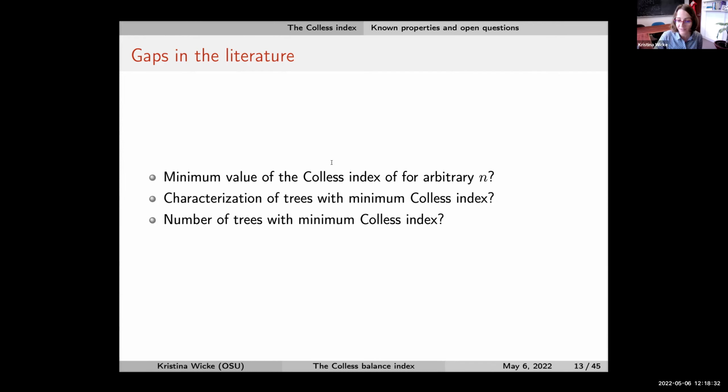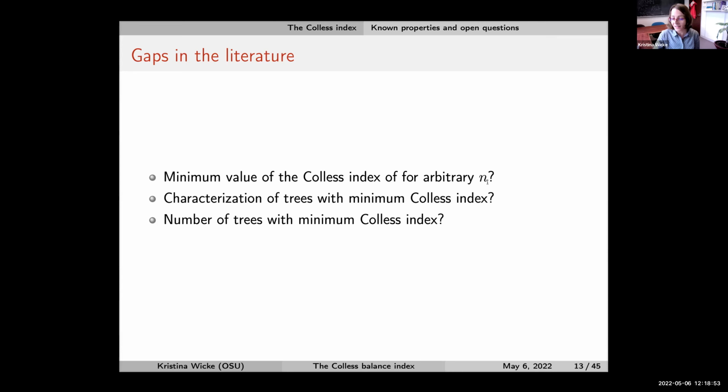For instance, it wasn't clear if there's only one tree that minimizes the Colless index or if there are several trees. And then related to that, the number of trees with minimum Colless index was also not known. And so we were interested in analyzing those questions. So let's start with looking at the minimum value of the Colless index for arbitrary n.